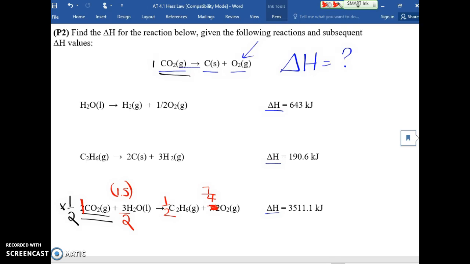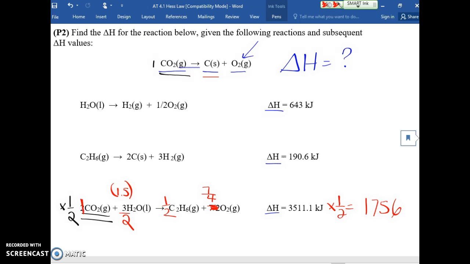Now, you want to multiply then this by a half. So 3511 is 1756. Okay. That's not so bad.